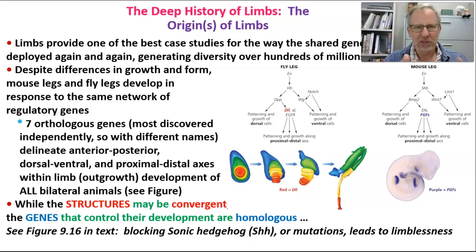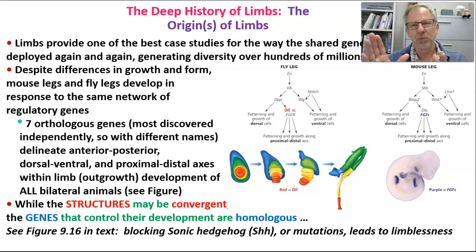So as my slide says here, and as your textbook says, limbs provide one of the best case studies for the way that a shared genetic toolkit has been used over and over again, over hundreds of millions of years, generating tremendous amounts of biodiversity.